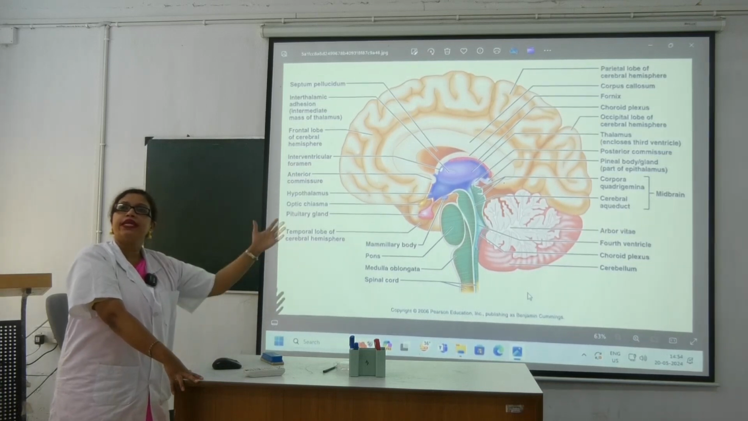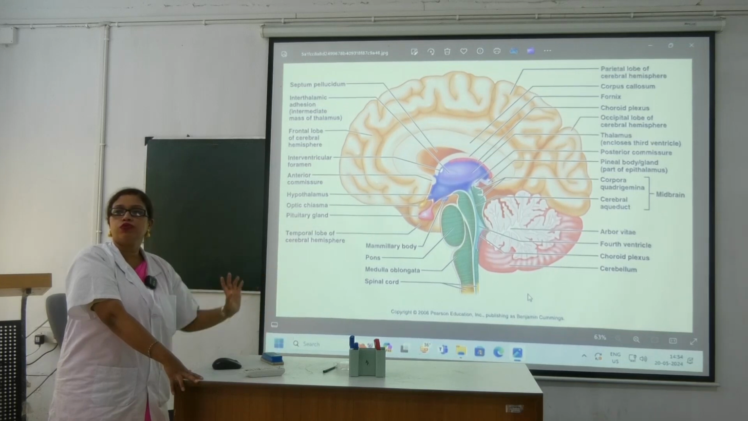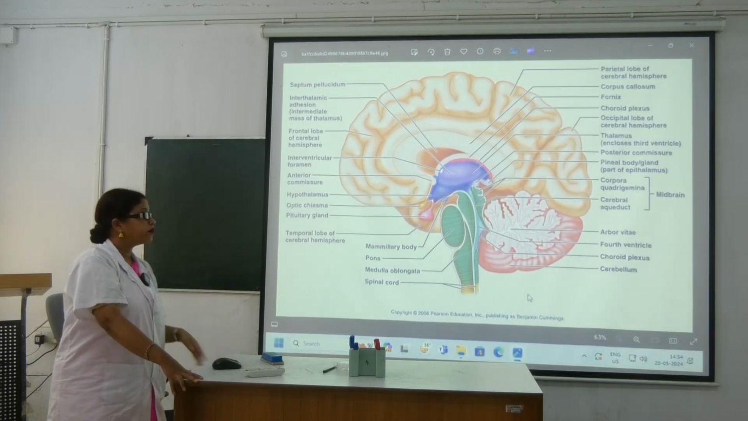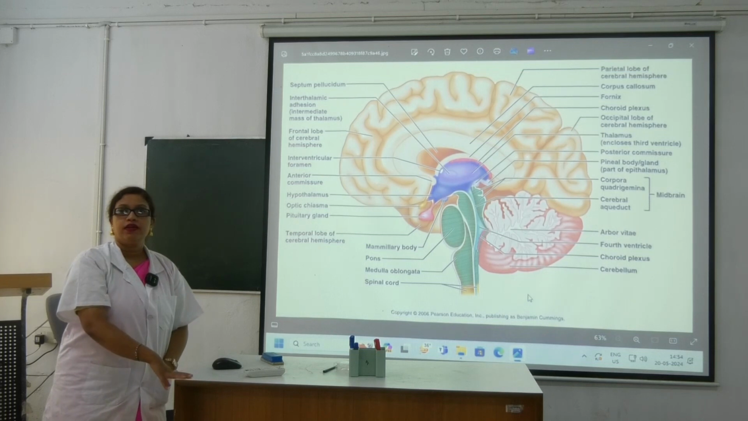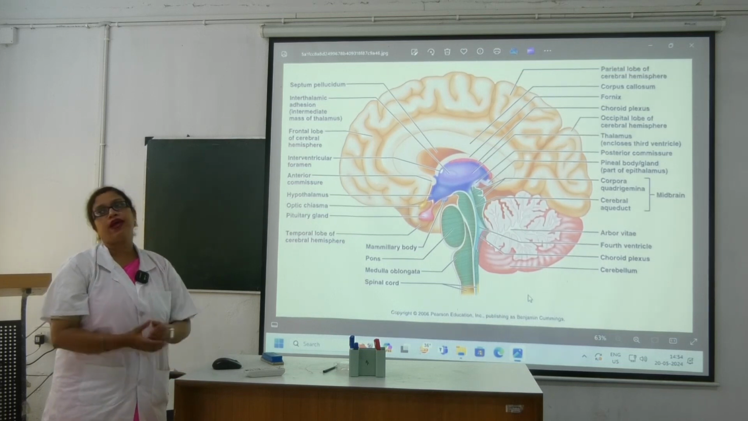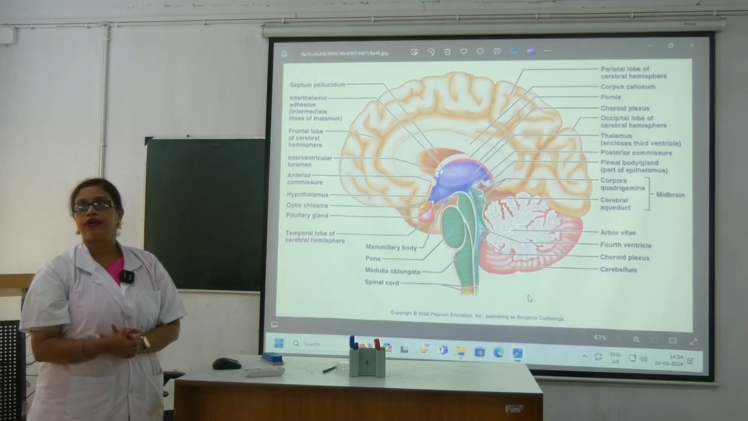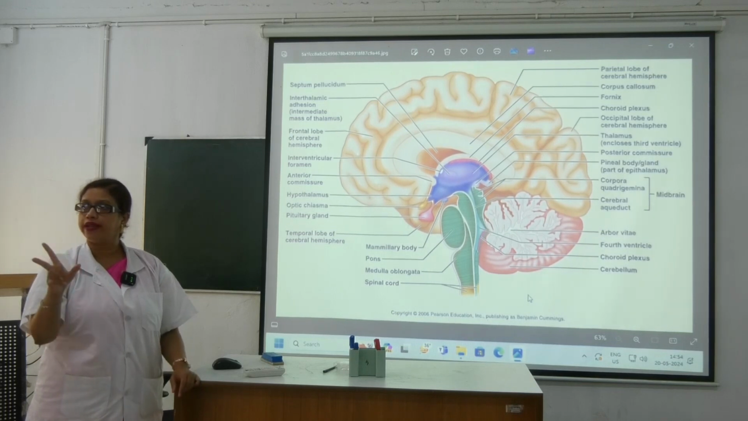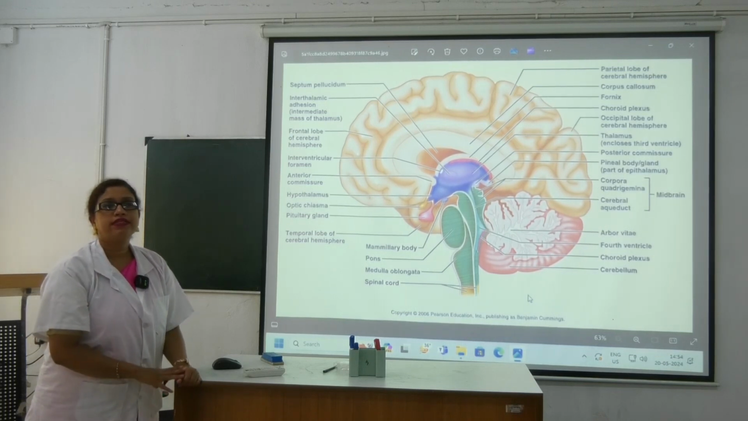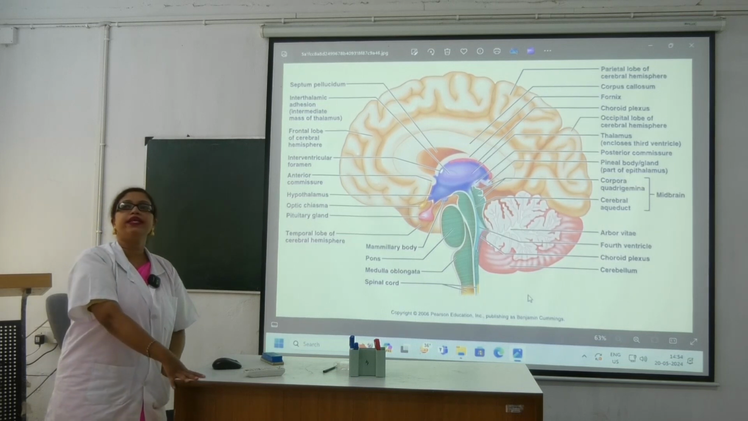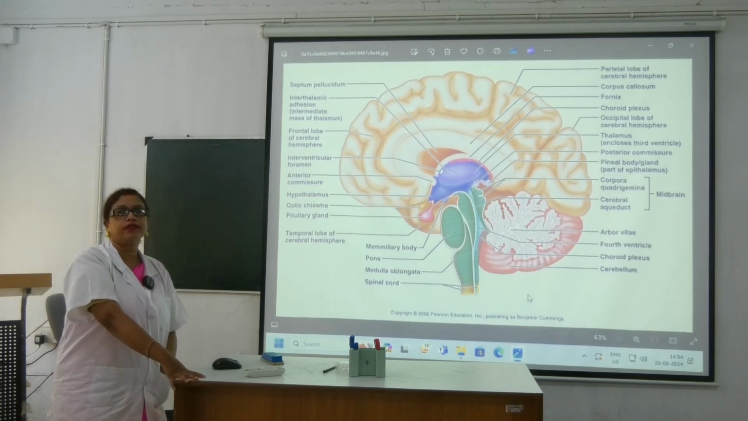So what about the cerebellum? How is it connected to the cerebellum? Write it down. There are 3 cerebellar peduncles. Cerebral peduncle how many? Two, right and left cerebral peduncle. But on this side it has got superior, middle and inferior cerebellar peduncle.